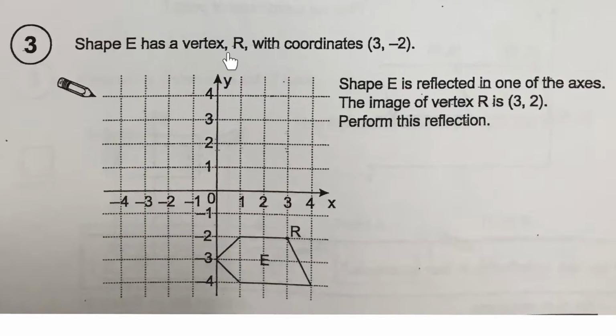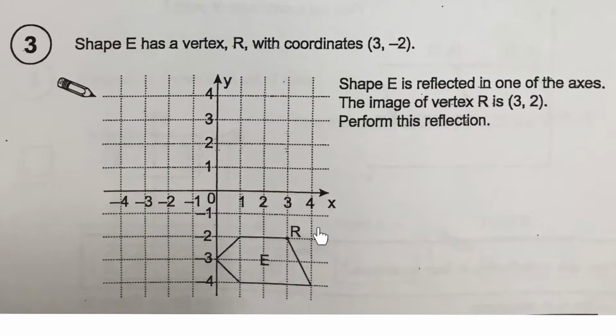Shape E has a vertex R with the coordinates (3, -2). So shape E is an irregular pentagon because it has 5 sides, and the vertex R has the coordinates (3, -2). Shape E is reflected in one of the axes, but we are not told on which axis it has been reflected, and the image of the vertex R, in other words, the reflection of R, is (3, 2). So the reflection of R is now at (3, 2).